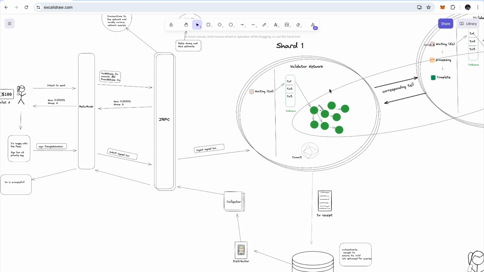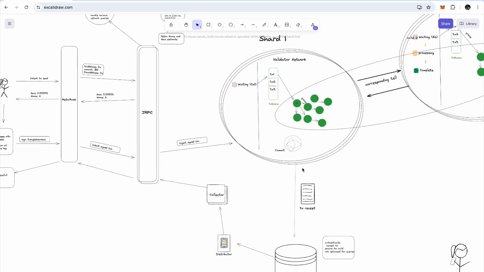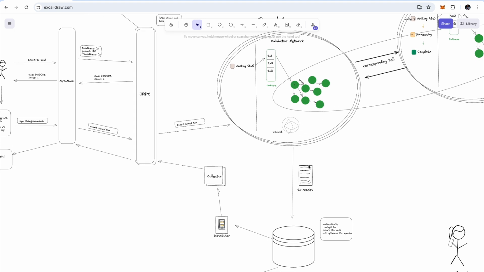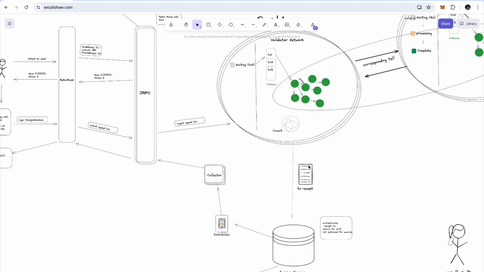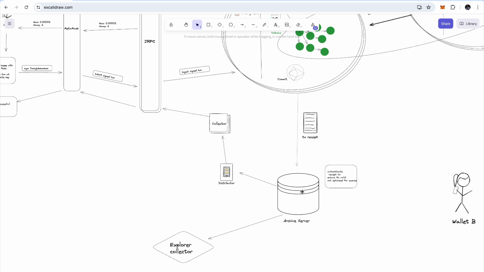for processing. The validators in the network will process the transaction, reach consensus, update their states, and commit the current data across all the validators in the network so that everyone is updated. And then a transaction receipt is generated and signed by the validators that participated in the transaction, and the receipt gets sent down to the archive server.